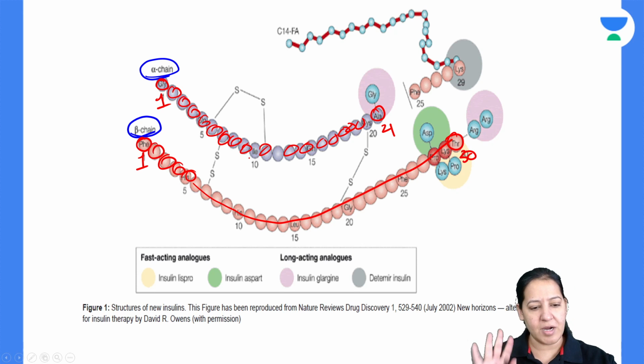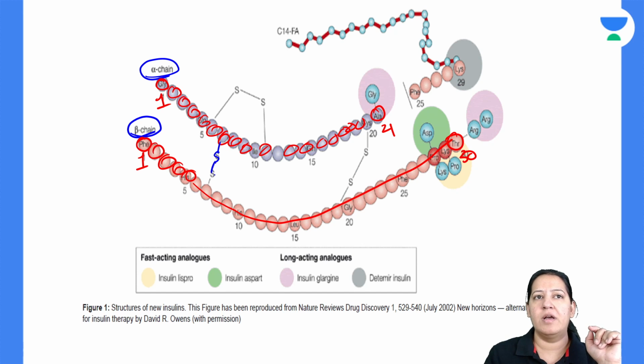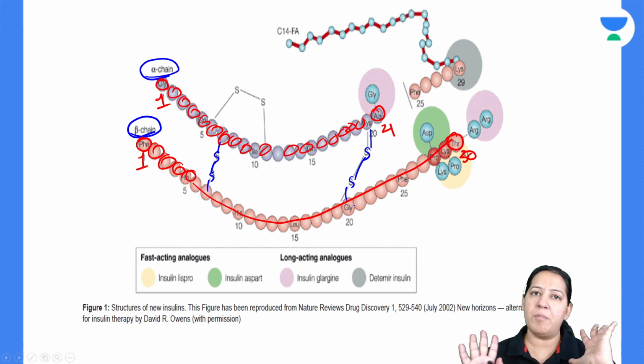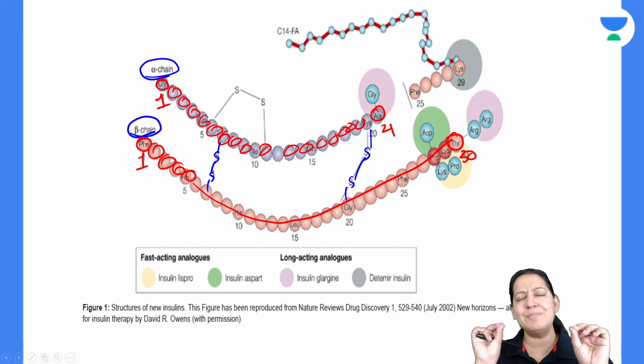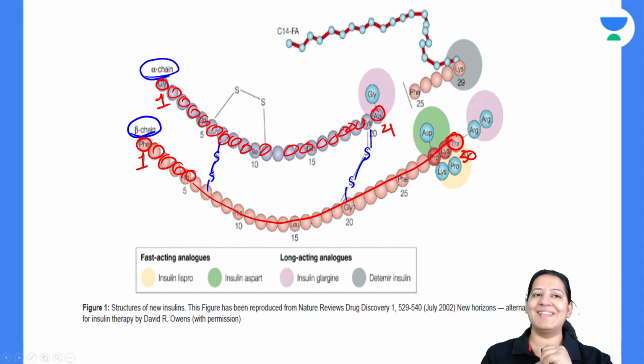And both of them are combined with each other by disulfide bond. Alpha and beta chain are combined with each other by disulfide. So this is the diagram of human insulin. Now I will do some changes in that. Should I say the changes right now?